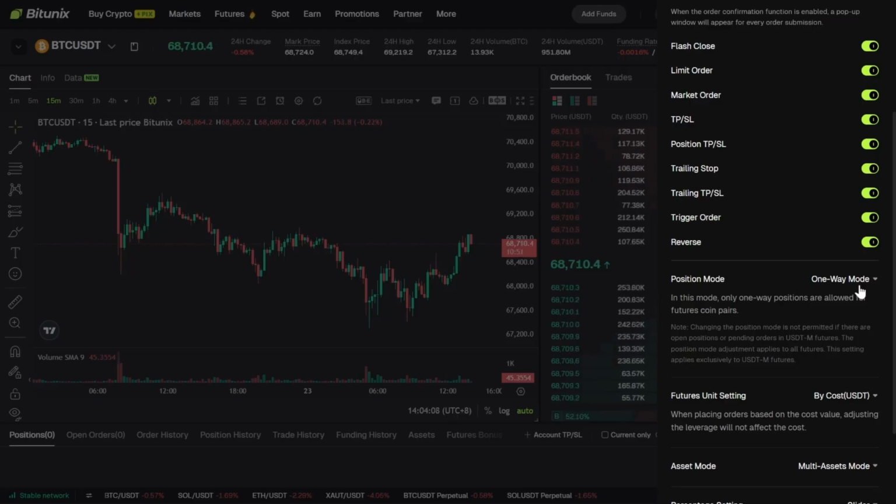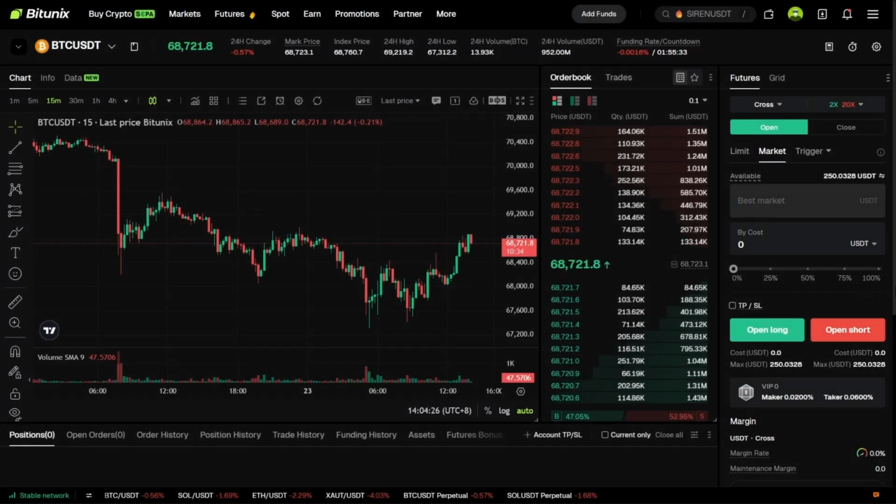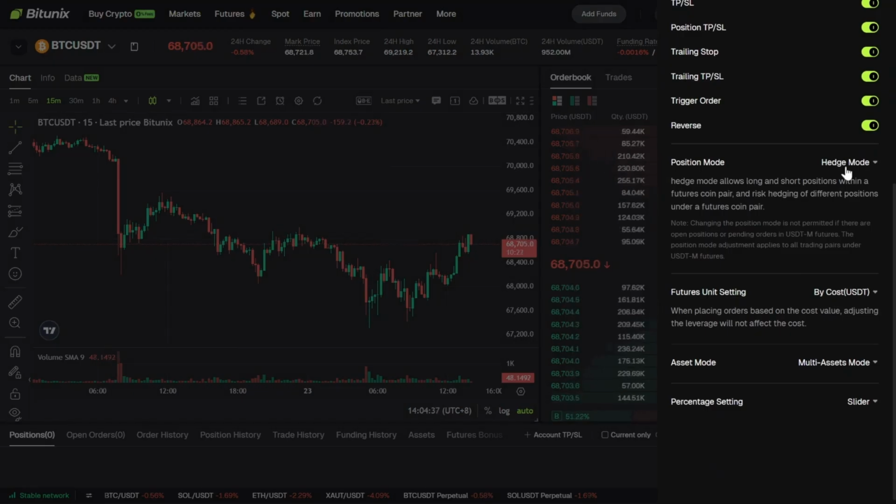If you trade on one-way mode, you could only have one position open at a time for each token. Meaning, let's say you have a BTC long open, you cannot open a short. Whereas if you had hedge mode, you can open a short. So it kind of just depends on the type of trader you are. If you like to have multiple positions open on the same token for both directions, then I recommend using hedge mode. For this tutorial, we are going to keep it on hedge mode. We also want to make sure that our futures unit setting is set to USDT by cost.